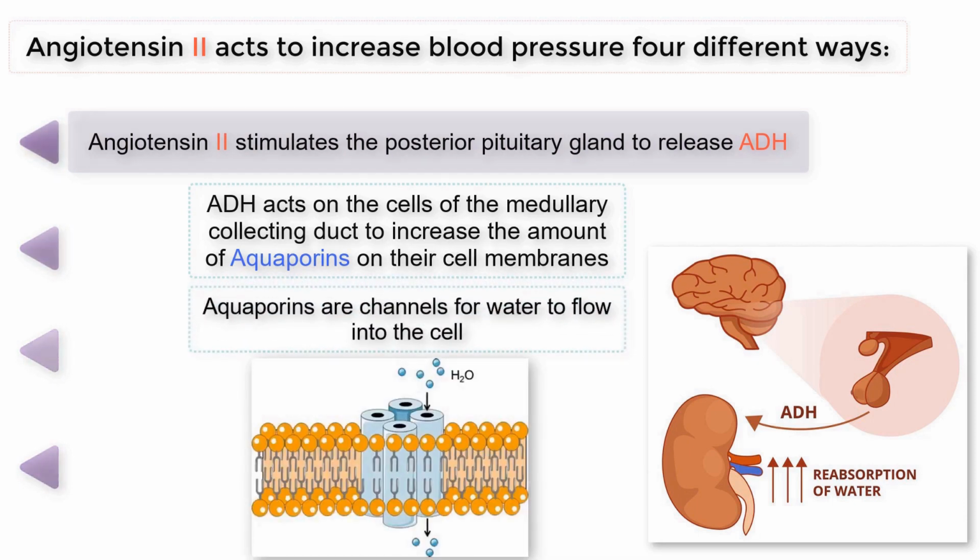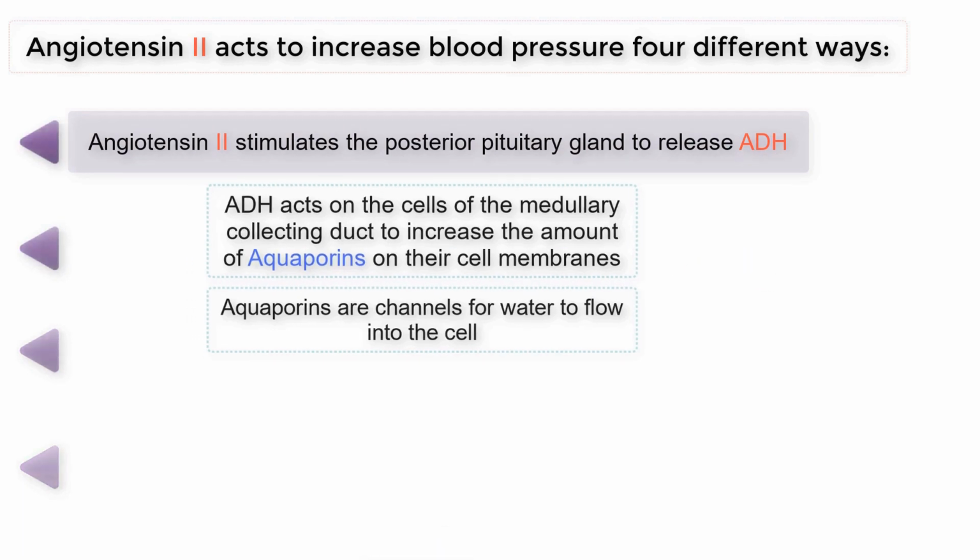Aquaporins are channels for water to flow into the cell. The water can diffuse from the filtrate through the cells of the medullary collecting duct and into the blood, thus increasing the amount of water reabsorbed, which increases plasma volume and increases blood pressure.